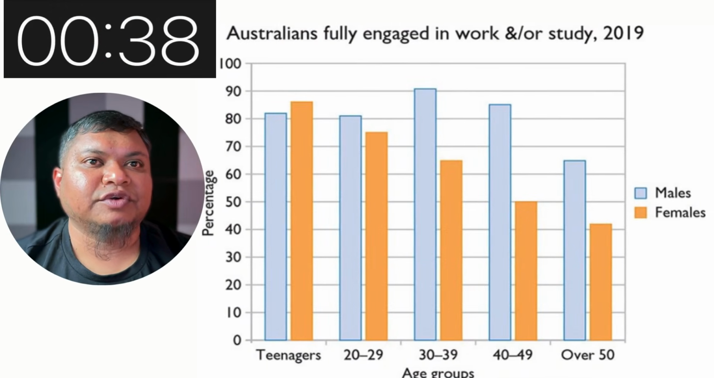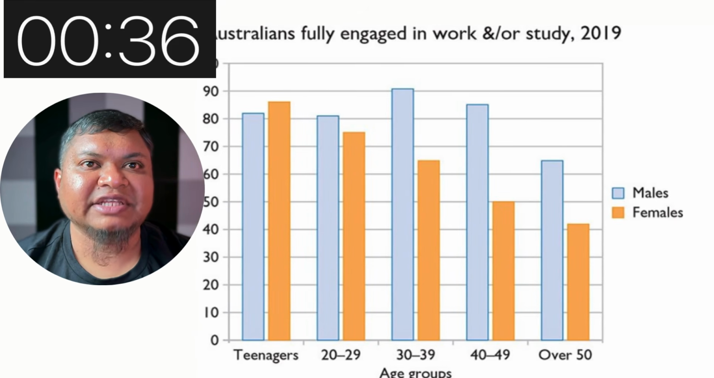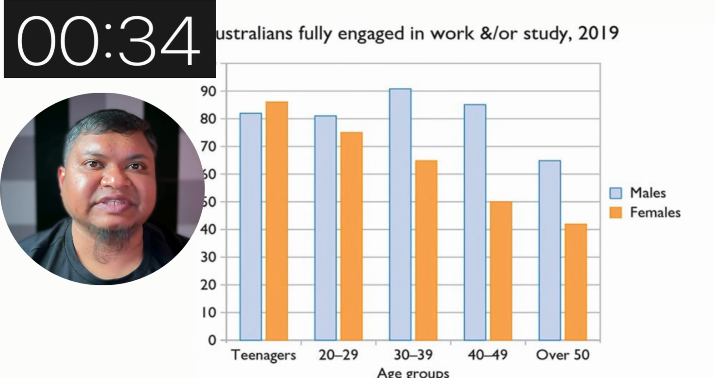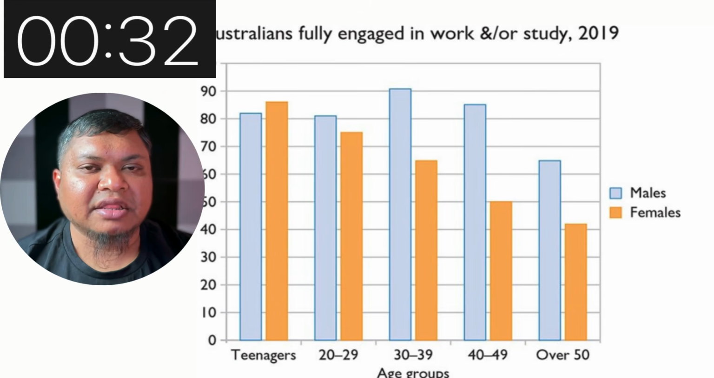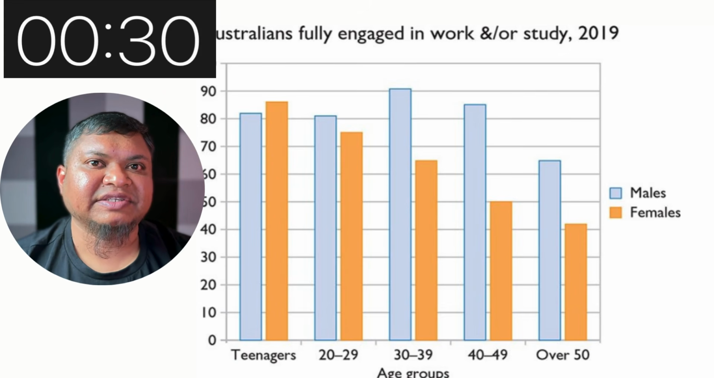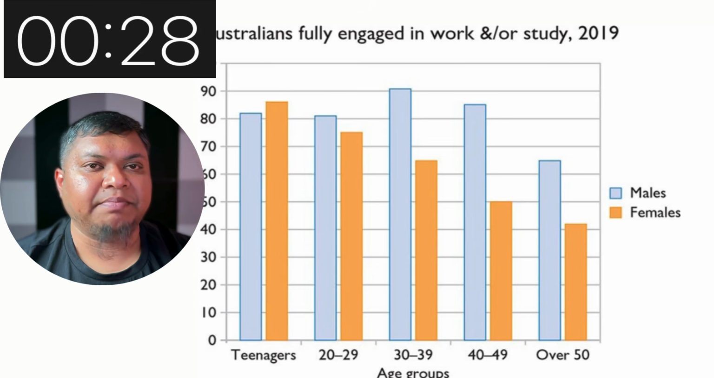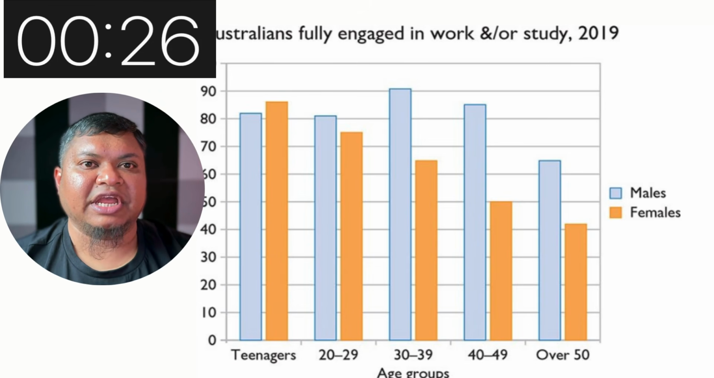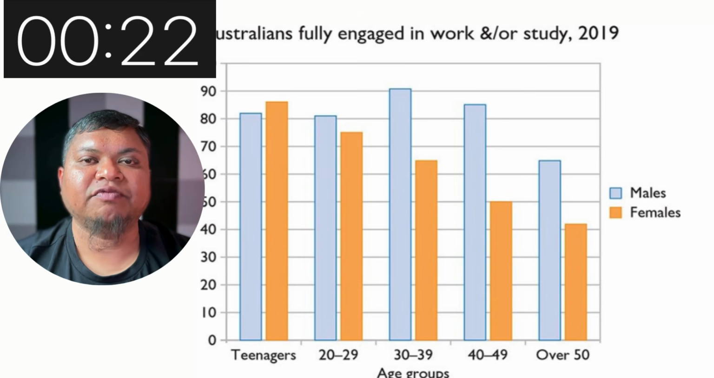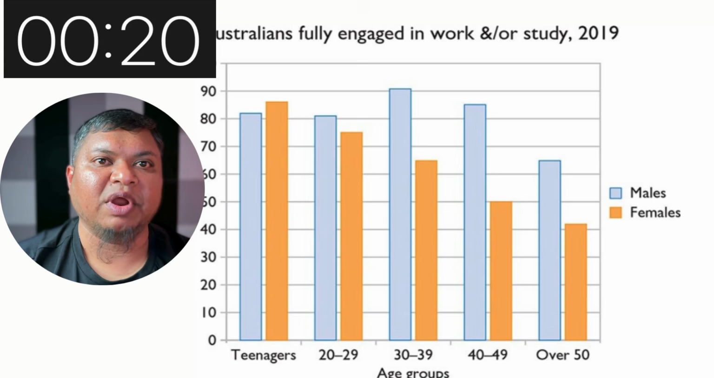So let's redo it. Let's try again. This bar graph shows information related to Australians fully engaged in work or study in 2019. There are several categories in this image, such as gender, age group, and percentage. According to the image, the maximum category is between 30 to 39 age group for males, which is about 91%.